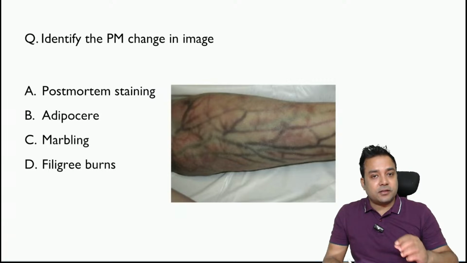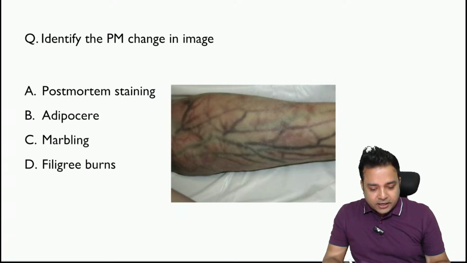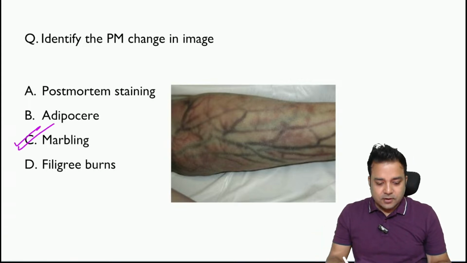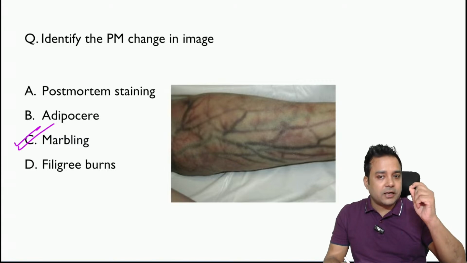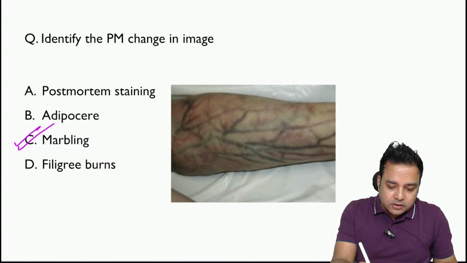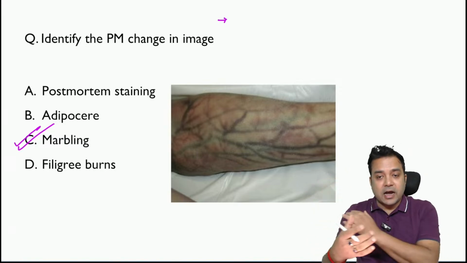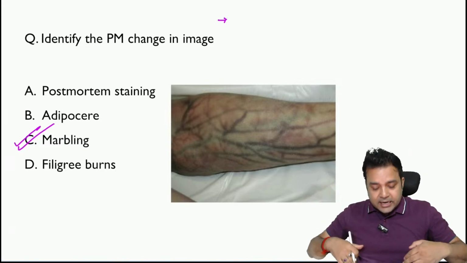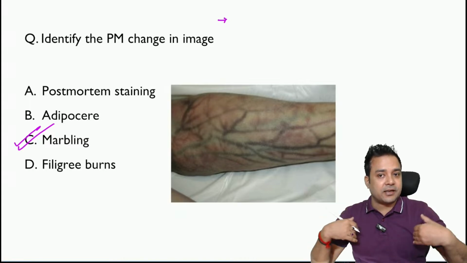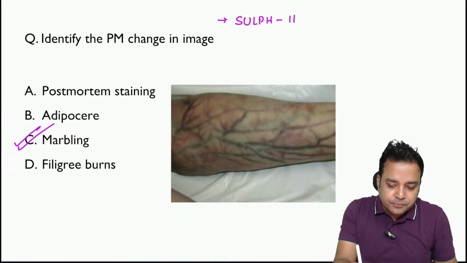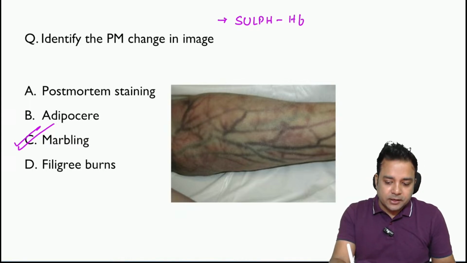Next one. This is also like a spotter question. Identify the post-mortem change in the image. The answer is marbling. A few important facts about marbling: marbling is greenish discoloration of superficial veins, mainly seen over the chest, arms, lower abdomen and inner side of thighs. These are the areas where marbling is mainly seen. This greenish discoloration occurs due to sulfhemoglobin pigment, which is the green color pigment.